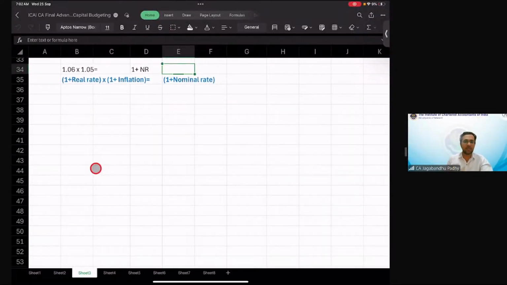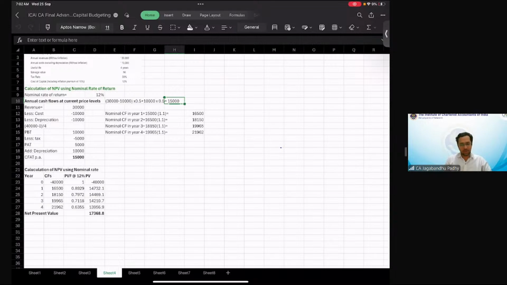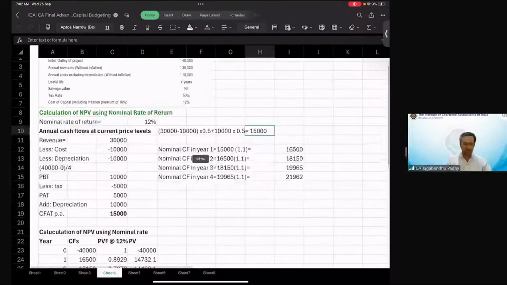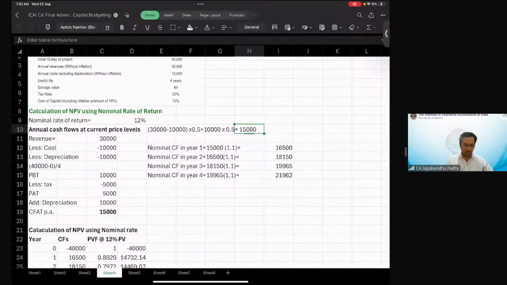So if we have the real rate and the inflation number, how do we get the nominal rate? If we know what's our nominal rate requirement and the inflation prevailing, we can definitely get the real rate also. Okay. Then we have done two of the questions, question 1 and question number 2, right? Using both, that is real rate of return and nominal rate of return.